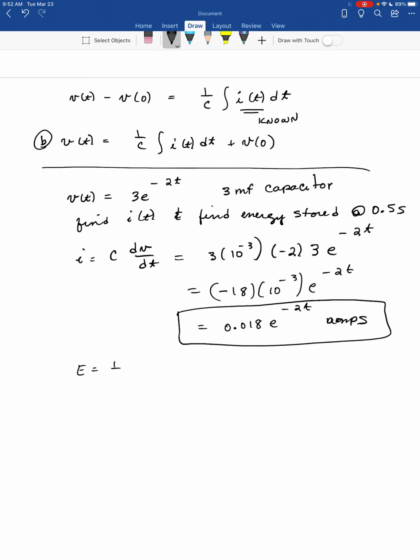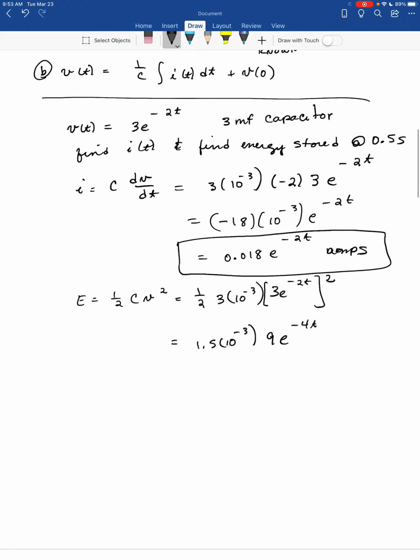Now if I want to find the energy, I use the equation E is 1/2 CV squared. And so plugging in V, I get 1/2 times 3 times 10 to the minus third. V squared is (3e to the minus 2t) squared. So that's 1.5 times 10 to the minus third, and then inside the brackets I have 9e to the minus 4t. If you need to review properties of exponents to remember how to raise an exponential to a power, basically the exponent and the power multiply. Okay, so that gives me a final result of 13.5 times 10 to the minus 3, e to the minus 4t.